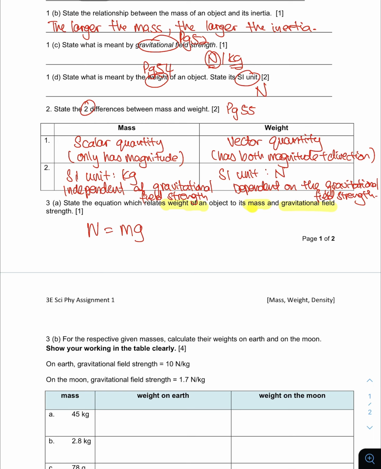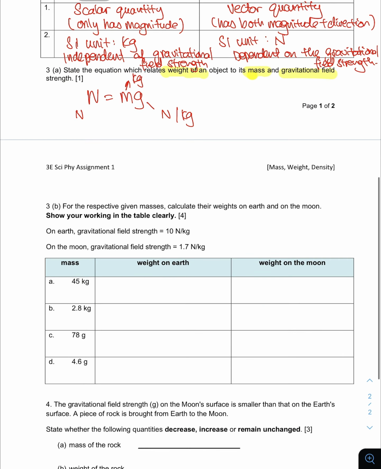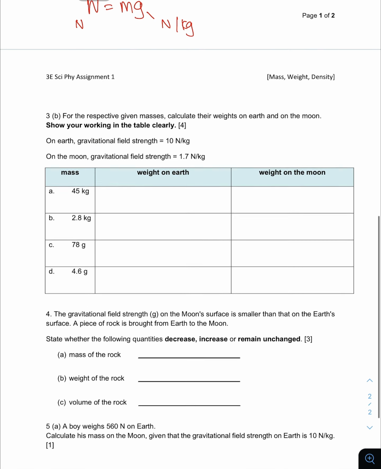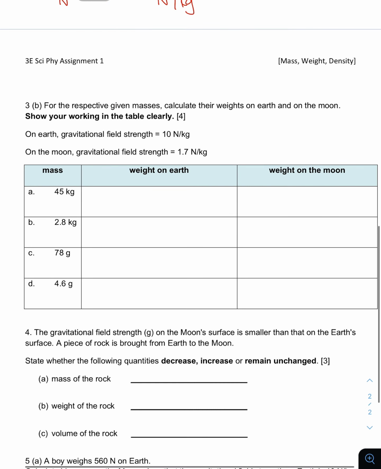To find a weight, it is the product of the mass of the object and the gravitational field strength where the object is. M, SI unit is kg. G, SI unit is Newton per kg. So the SI unit for your weight will be Newton. Alright, so you need to be very careful with how you handle the units of the quantities given to you. So I think question 3b gives very good examples. So let's take a look.